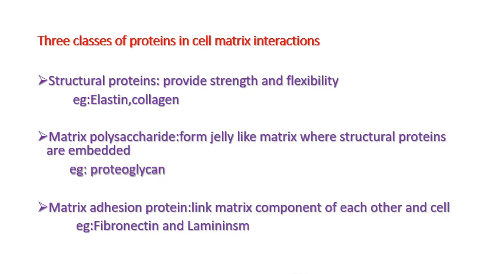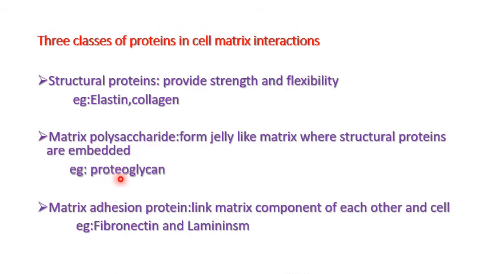Moving on to the classes, there are three classes of proteins that we'll be studying which are involved in cell matrix interaction. The first is structural proteins. These structural proteins provide structure as well as strength and flexibility to the matrix. The two structural proteins which we are studying today are elastin and collagen. And the next class of protein is matrix polysaccharide, which, as we all know, polysaccharide means it's a carbohydrate. This forms a jelly-like matrix where the structural proteins get embedded or folded by the matrix polysaccharide.